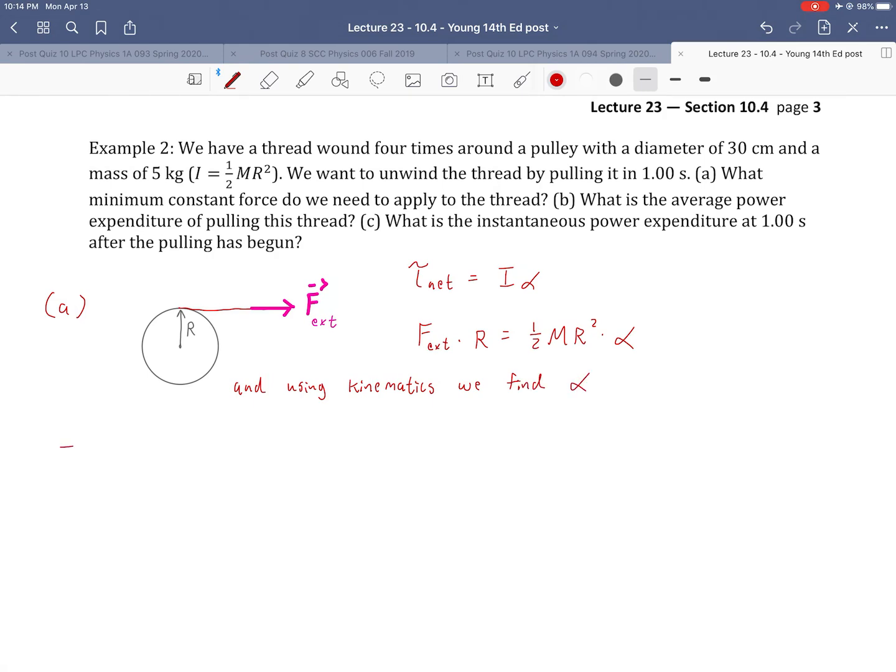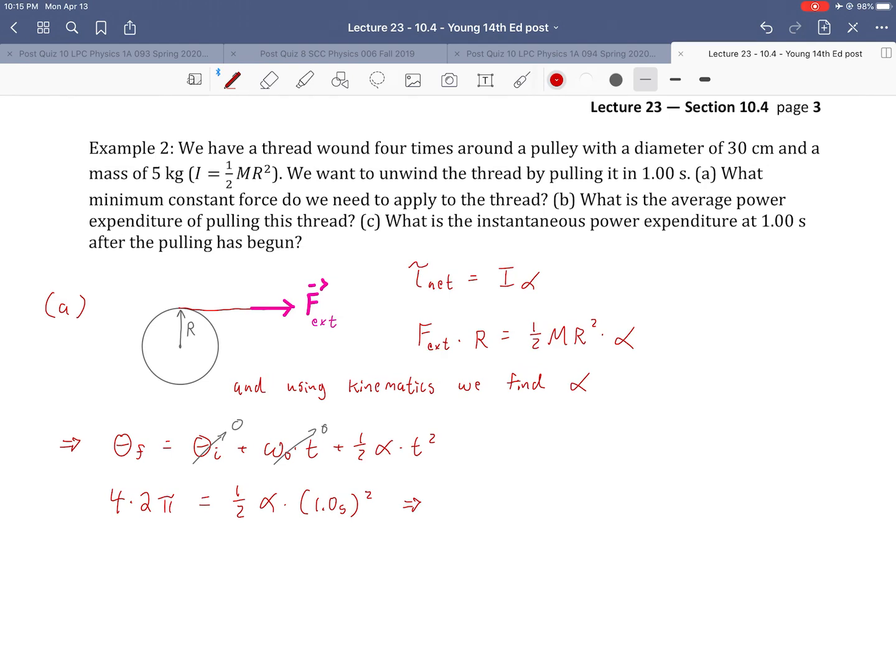So what does that look like? Well, that's just going to be theta final equals theta initial plus omega naught times t, plus 1/2 alpha t squared. It starts from rest, so we have a 0 there. Our initial position is it's not unwound at all, so it's also 0. And then our final is going to be 4 times 2 pi, because that's 4 complete windings. So 4 times 2 pi replaces our final angular displacement, and then just 1/2 alpha times 1 second squared.